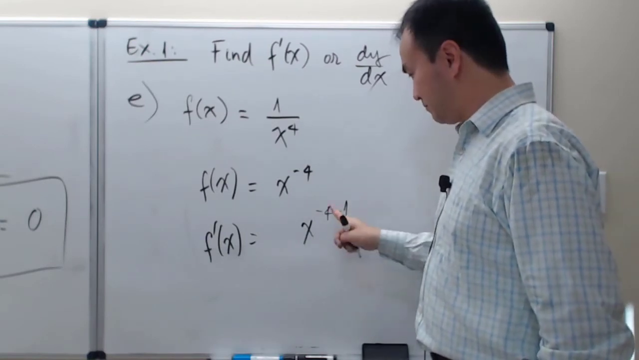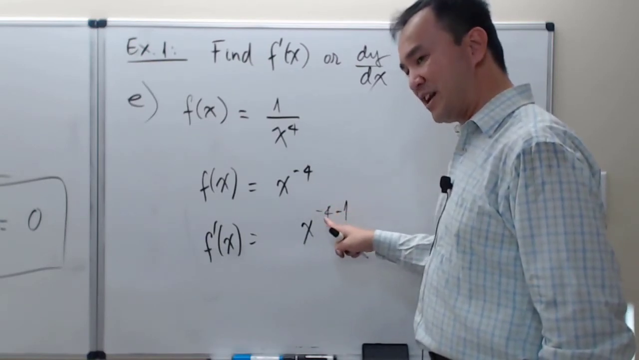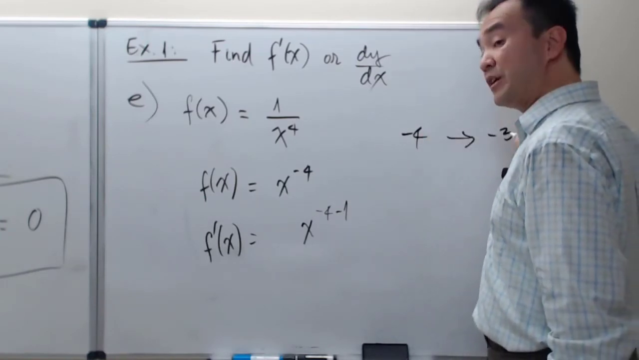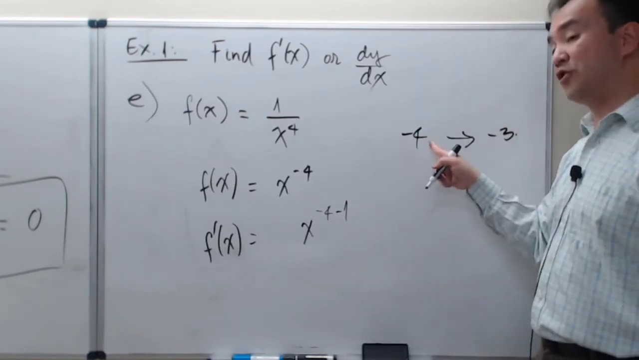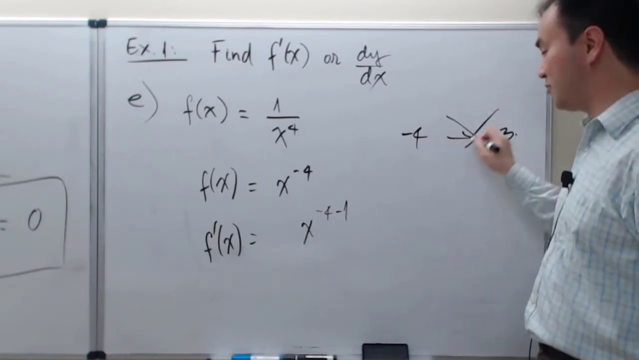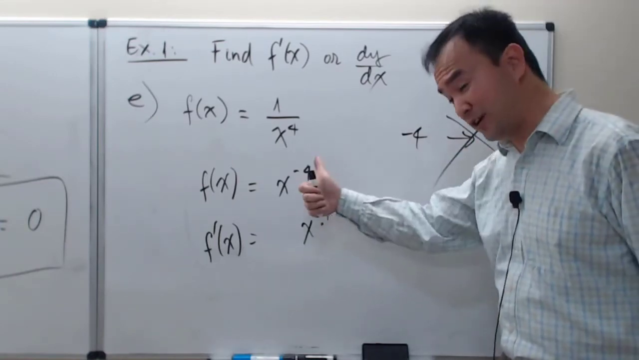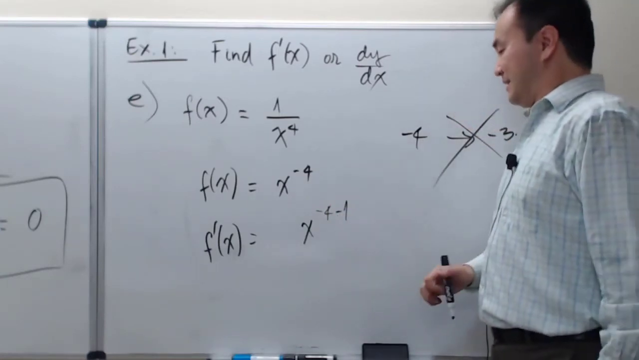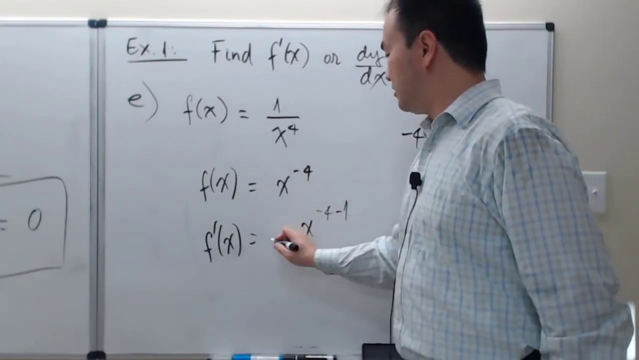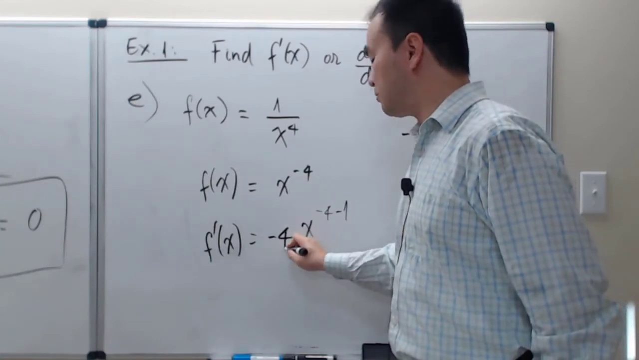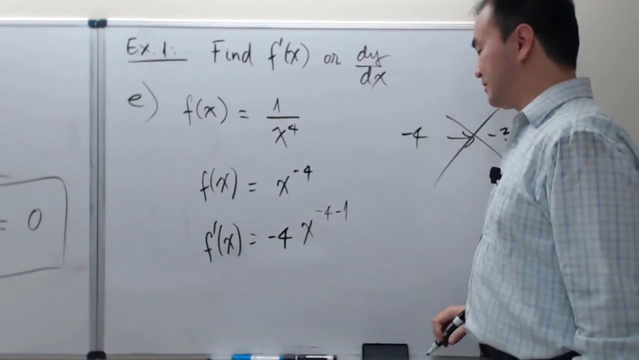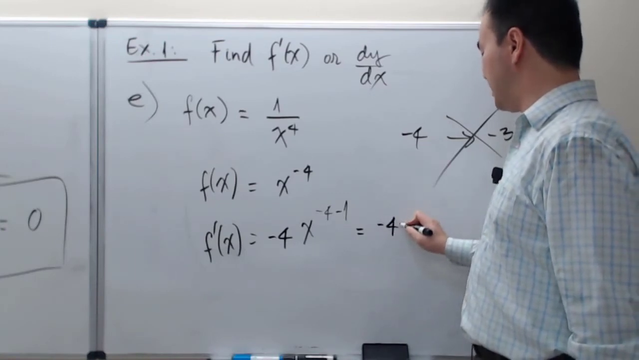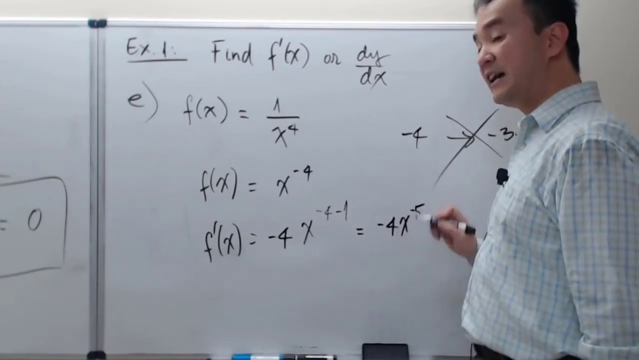Because sometimes if you do mental math, you dangerously, with some power negative 4, think that the final power is negative 3. That's dangerous. This is actually negative 4 minus 1. It's not what we want here. The rule says the power minus 1, okay? And then the original power also is multiplied in front as a coefficient. So your final happy answer here is negative 4x to the negative 5 power.